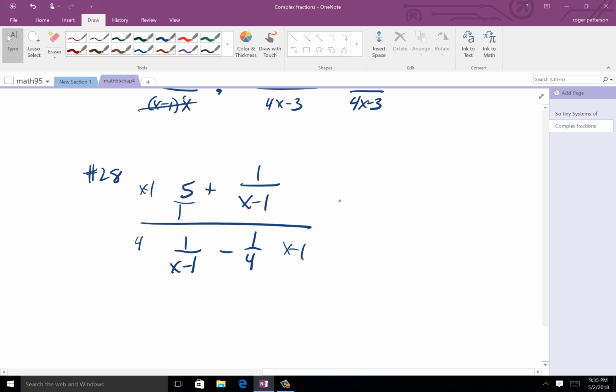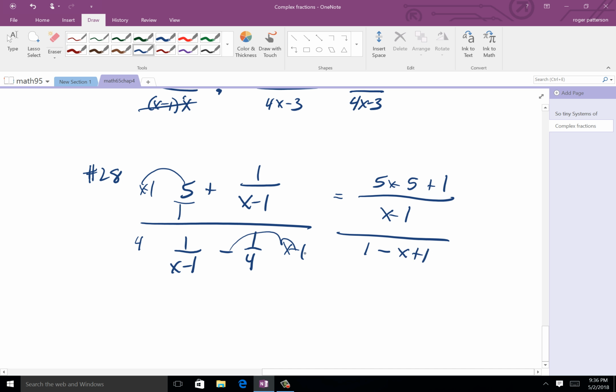So let's see. What do we get on the top here? Let's just go ahead and distribute this. So we have 5x minus 5 plus a 1 on the top over x minus 1. That's my common denominator there. Here, let's go ahead and distribute this one. So 1 minus x plus 1, because you've got to distribute that into both of those, right? Oops, this is a 4. Huh, catch me on that one. Let's see, then I got 4x minus 1 on the bottom here.